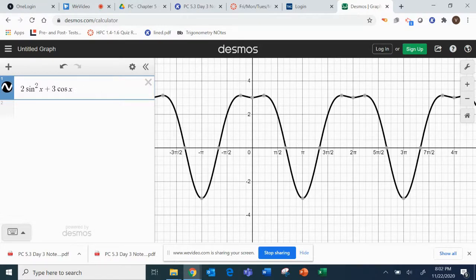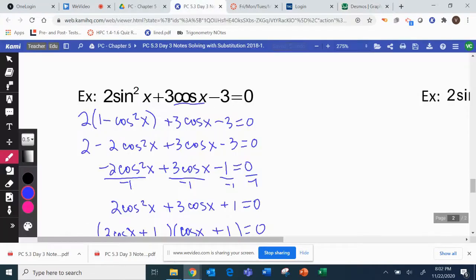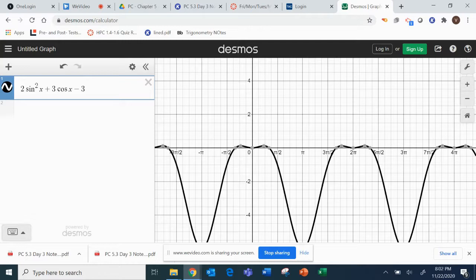Was it -3? I think it's -3. -3. Okay, and I'm looking between 0... Okay, so I have something wrong. It should be 0, and I said pi. So now I need to go back and find my mistake. Oh, also it has pi/3 and 5 pi/3.